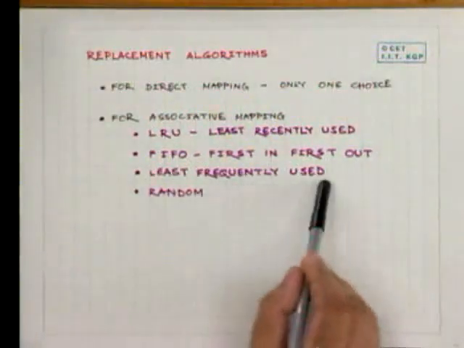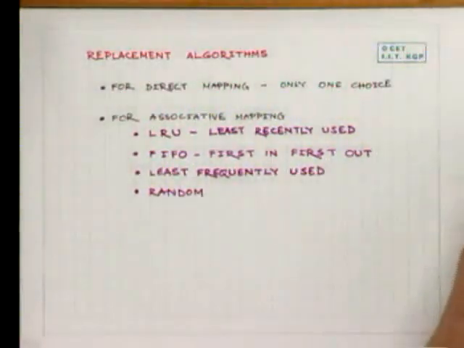Another is the least frequently used. For least frequently used, every line will have to keep a counter, and the counter has to be incremented every time that line is accessed, and the line that is accessed the least number of times has to be removed. And once more you see that hardware-wise it is pretty costly and it is time consuming.